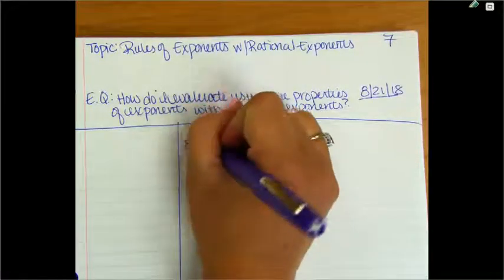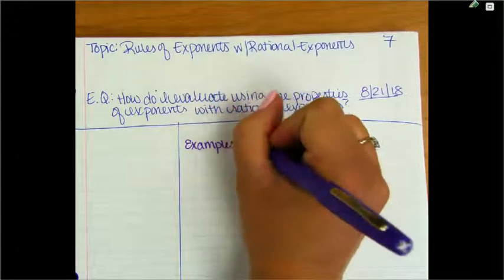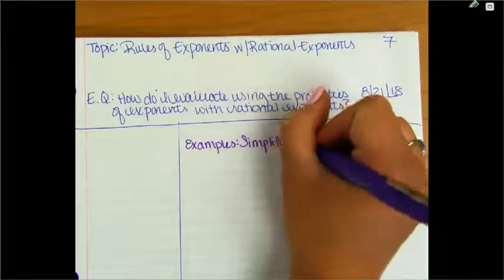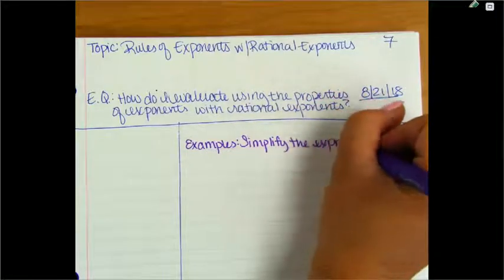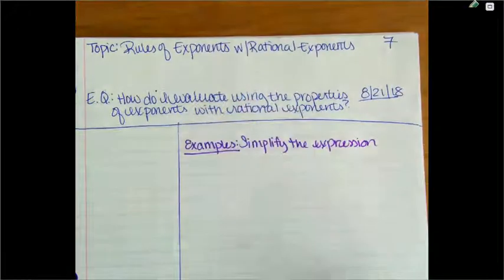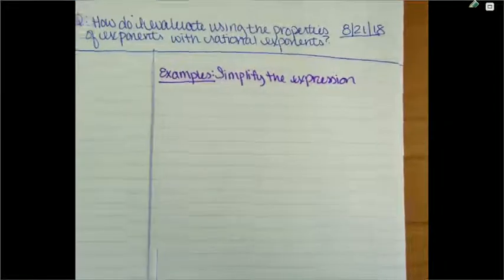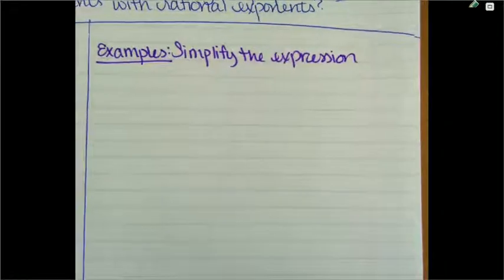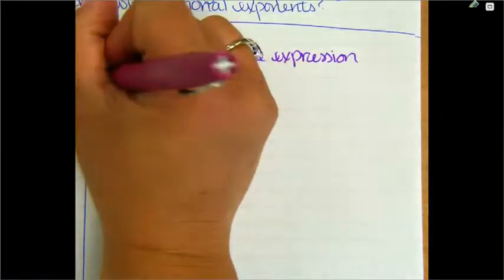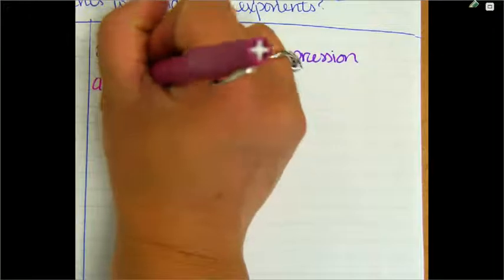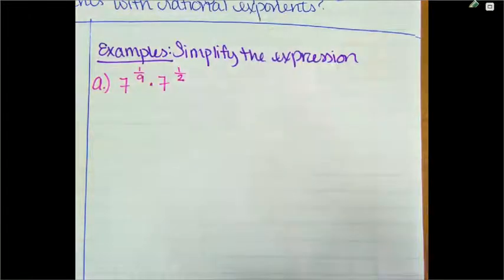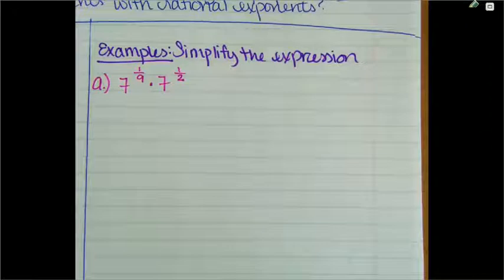All right, there's no other way to go but to jump right in. We're going to simplify the expression. All right, so let's start off. We have fractional exponents. So we have 7 to the 1/9 times 7 to the 1/2 power.